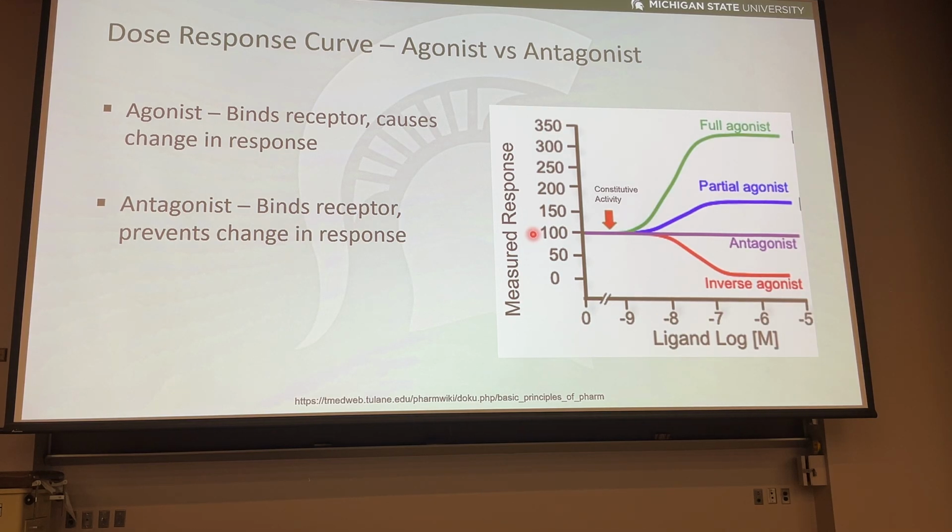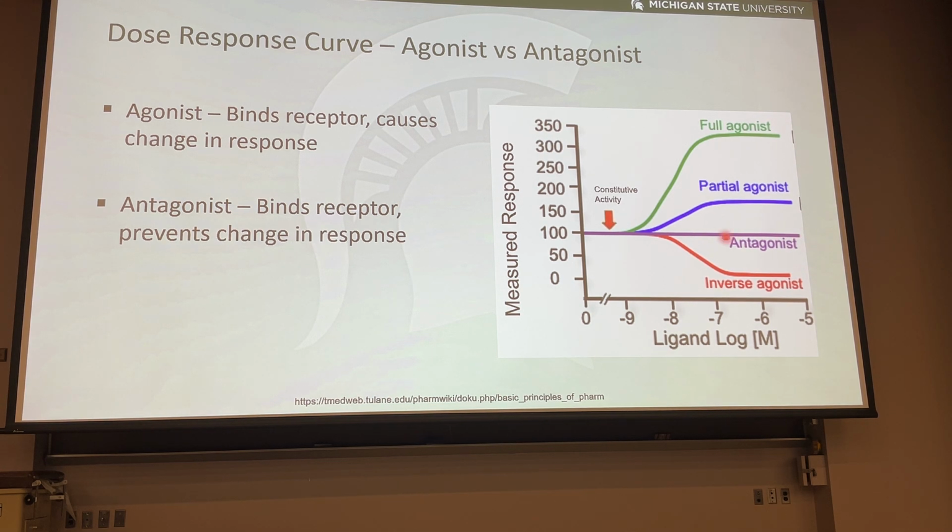So several types of agonists or antagonists that'll be important for this class are shown here. A full agonist, shown by this green line, is exactly what it says. It gets a full response in this system, right? You get the most activity that you can from this receptor being studied. Partial agonist, again, is exactly what the name states. It's a partial response to that. So somewhere between full and 0 response, or full and constitutive activity, is where a partial agonist will plateau, okay?